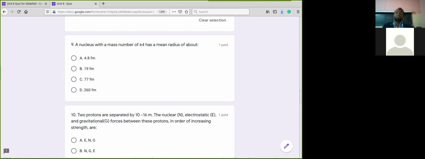The mass number is 64. What is the cube root of 64? It is 4. 4 times 1.2 will be 4.8. The unit for that was femtometer. Femto means 10 to the power of minus 15. Therefore, option A is the correct answer. Very good.